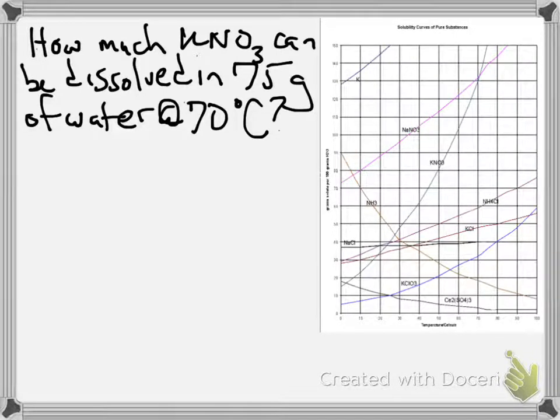Hey everybody! So I've gone ahead and prepared a brief little tutorial that will help you with some of the math involved in figuring out problems related to solubility curves.